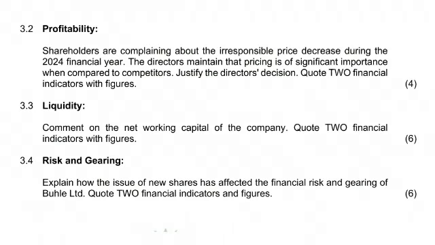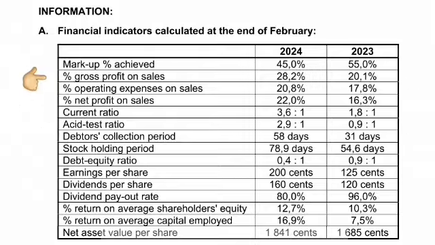And in profitability, it says shareholders are complaining about the irresponsible price decreasing during the 2024 financial year. The directors maintain that the price is of significant importance when compared to competitors. Justify the directors' decisions. Quote 2 financial indicators with figures. So what am I going to look at? Profitability. I'm going to look at the first 4 indicators, particularly gross profit on sales, because gross profit is so direct. We both know what gross profit is: sales minus cost of sales.